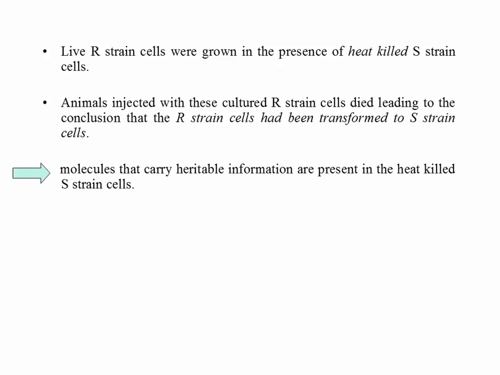The S strain cells. Now the animals that were injected with these cultured R strain cells died, leading to the conclusion that somehow the R strain cells had been transformed to the S strain cells, because the good guys had now become bad guys by growing in the company of the bad guys. So the first conclusion is that the molecules that carry heritable information are present in the heat killed S strain cells. Although they are dead, there is some information that can be passed on. So that's the first conclusion.